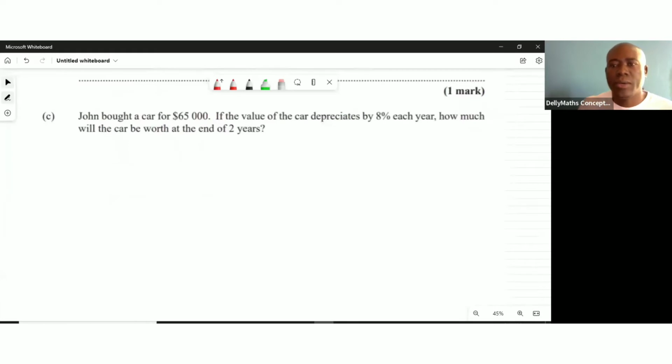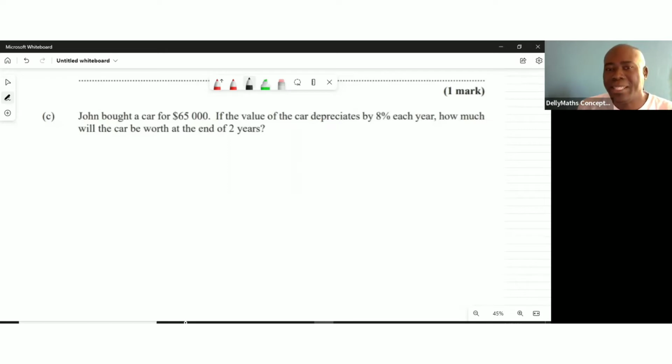All right, so this question says, John bought a car for $65,000. If the value of the car depreciates at 8% each year, how much will the car be worth at the end of 2 years? Well, we can work through this using a formula, or we could go about doing this by using the reducing balance over 2 years. Let us say that we wanted to approach it using the reducing balance.